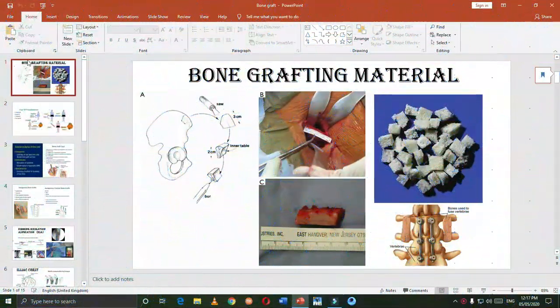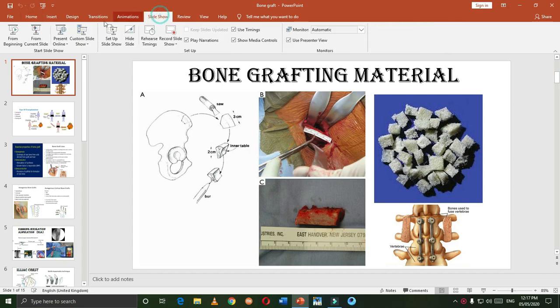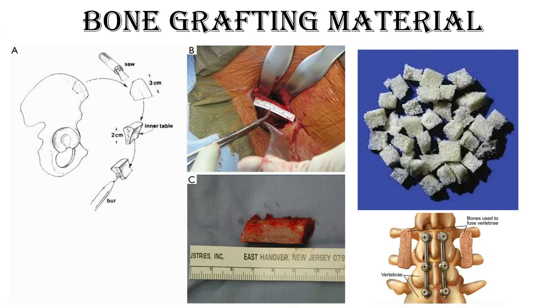Bone grafting and bone graft substitute is one of the important topics for postgraduate students, but for undergraduate students we just need to know the concept of where the bone graft is taken from, what the types of bone graft are, how we use the bone graft, and how we manage any type of defect when we do not have enough sources or resources of bone graft.